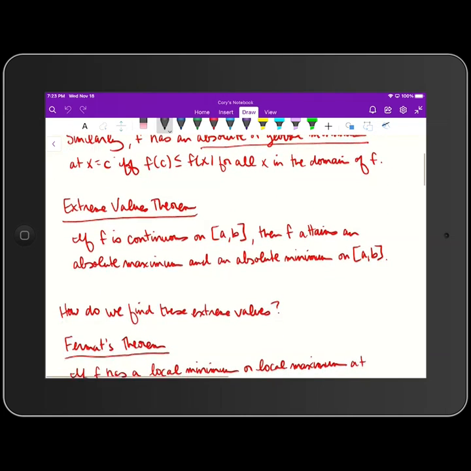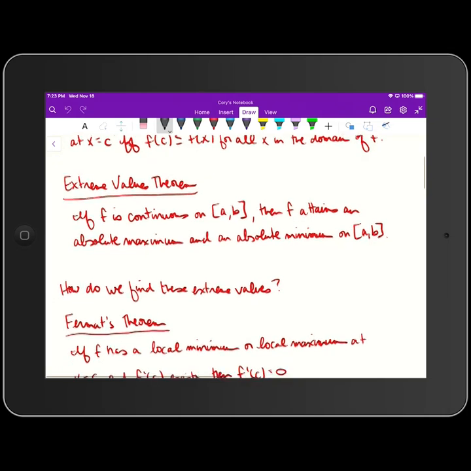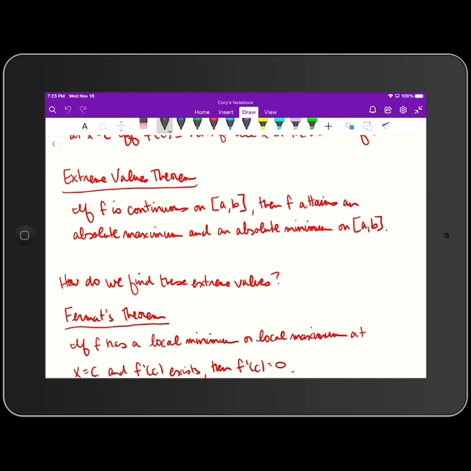Now the most important thing in this lesson is the Extreme Value Theorem, which says that if the function f is continuous on the closed interval from a to b, then f attains an absolute maximum and an absolute minimum on that closed interval. So if your function is continuous on a closed interval, then your function has to have an absolute maximum and an absolute minimum on that closed interval. What we want to do is take a look at how we go about finding where the absolute maximum and the absolute minimum occur.